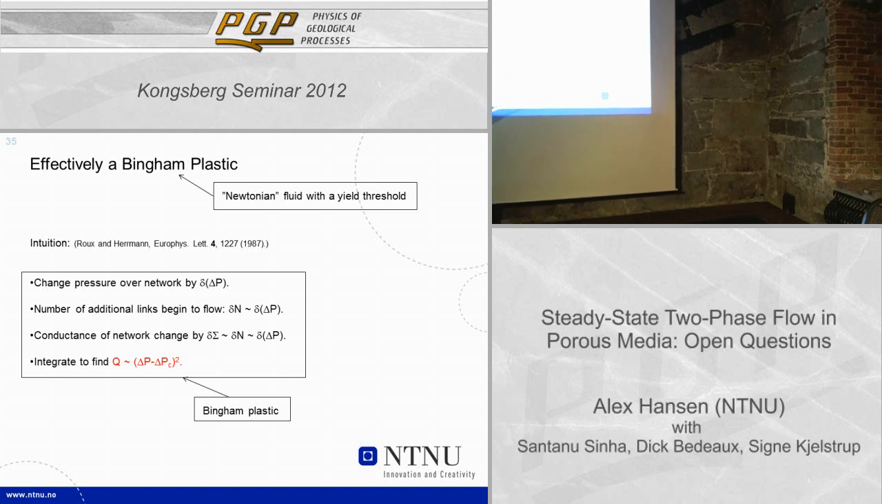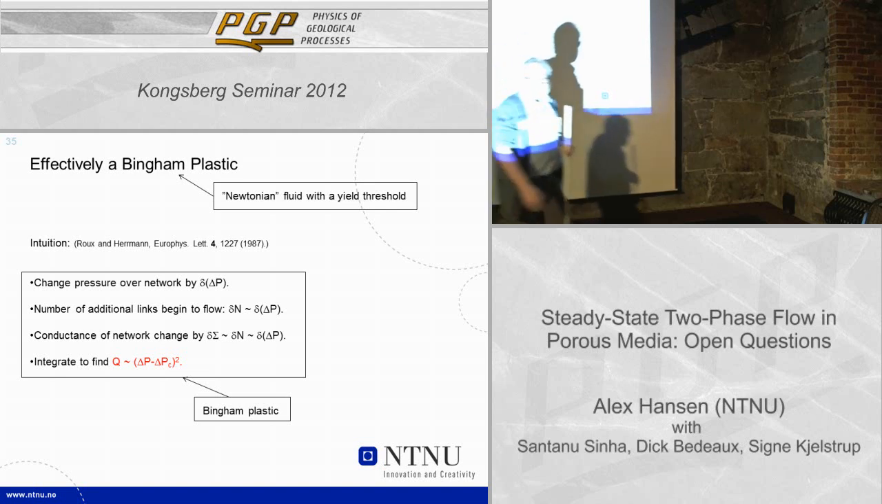Therefore, the change in conductivity is proportional to the change in pressure. You integrate that, and you have that. Here Q goes like delta P minus the effective large-scale yield threshold, squared. Take the square root of that, you get a half on this side, and you have this P. This is almost the experimental equation, except there's no P_C in the experiment.